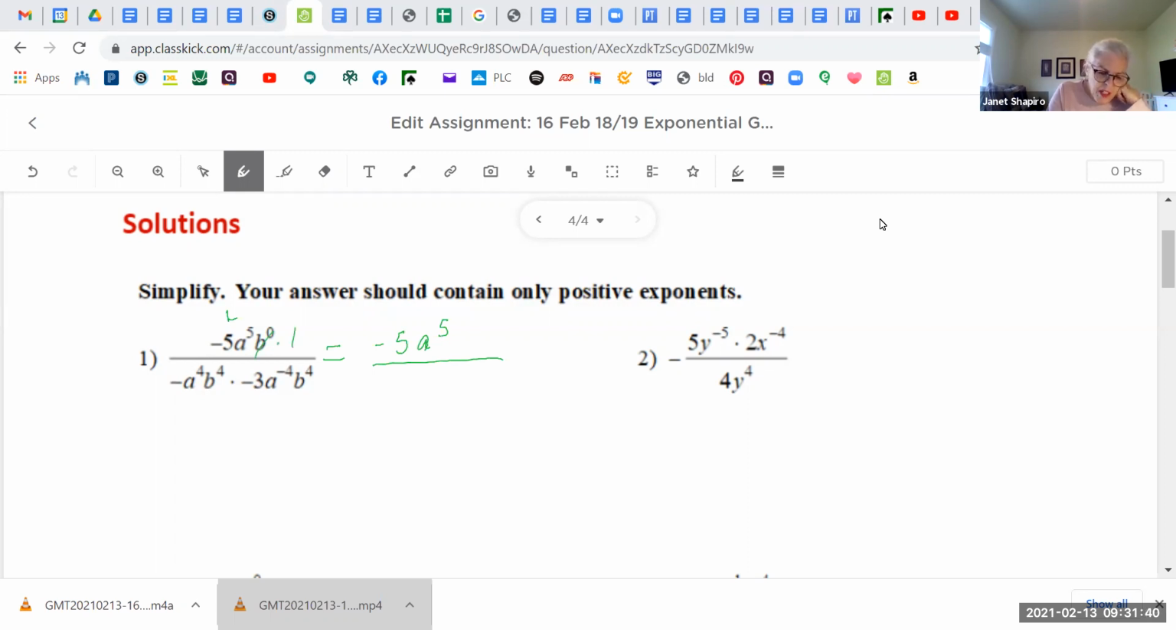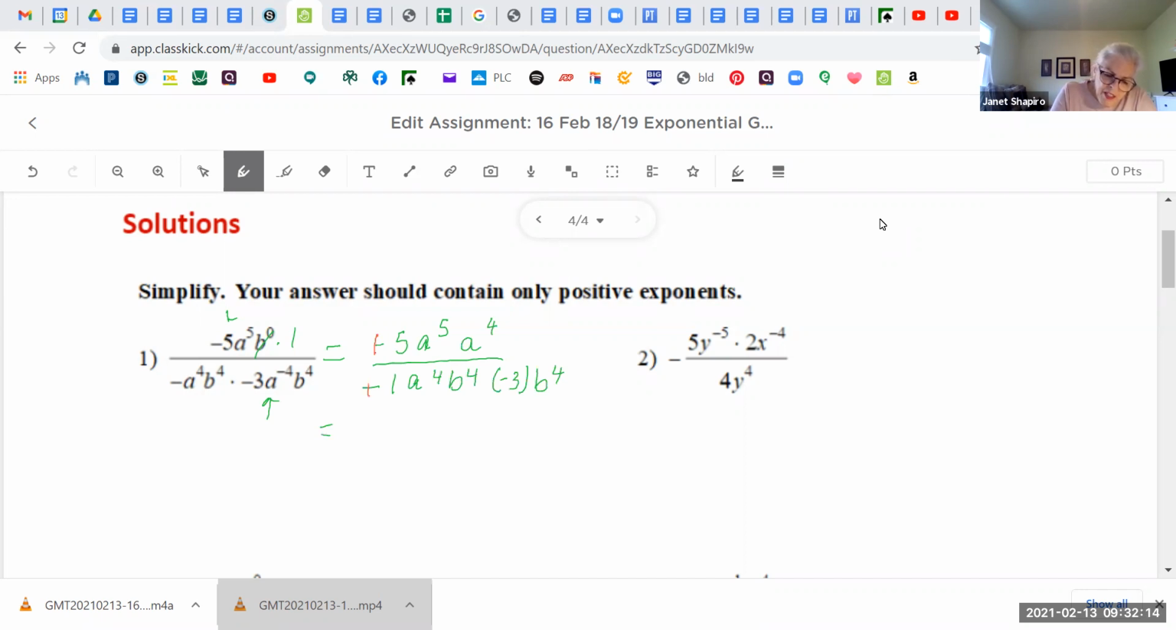So -5 times 1 would be -5. In the denominator, we have a -1, A to the 4th, B to the 4th, we have a -3. Our A to the -4 goes above, our B to the 4th stays where it is. As I start to simplify this, I can see I have a negative divided by a negative, so that'll be positive.